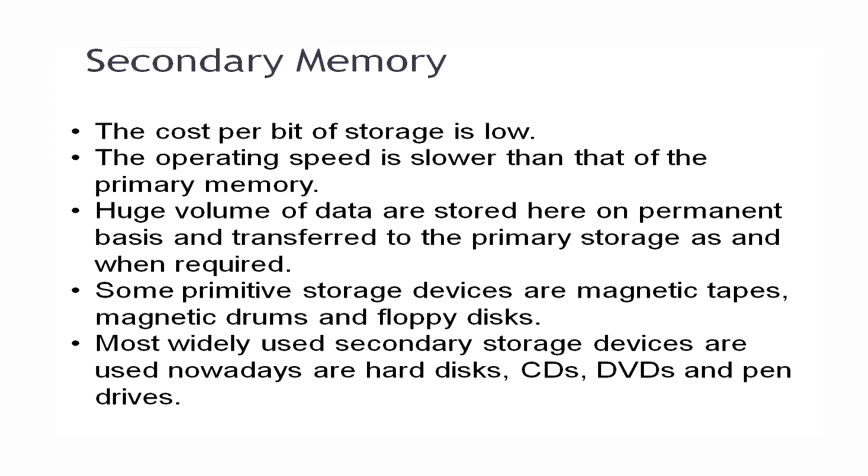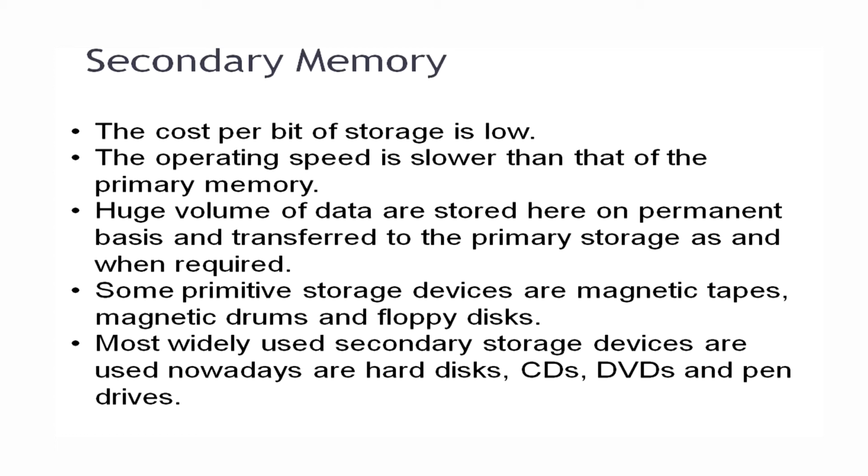Then finally, we have the secondary memories. You must be very aware of them. You must have seen hard disks, you must have seen CDs, pen drives, all these are secondary memories. They are quite inexpensive memories. Their operating speed is slower, their cost per bit of storage is less, and huge volumes of data can be stored on permanent basis using secondary memory.